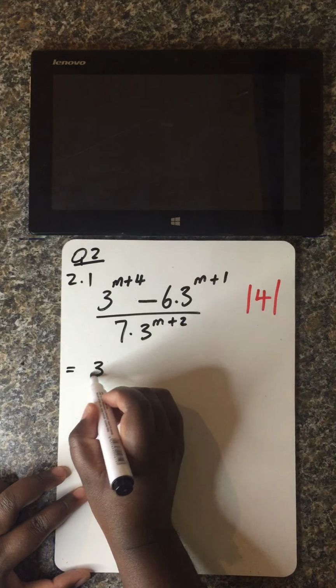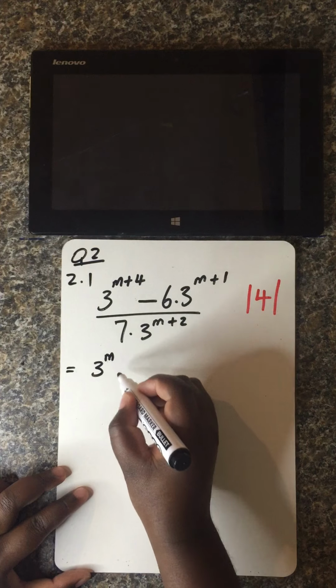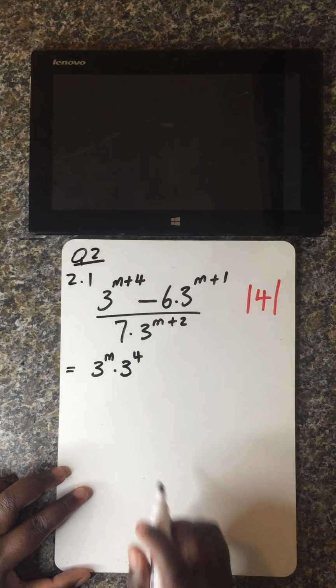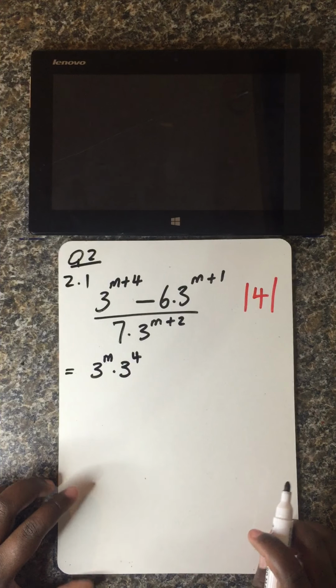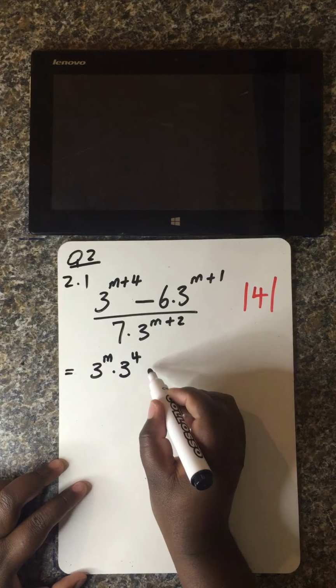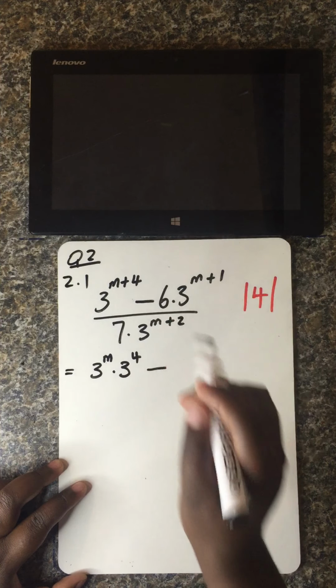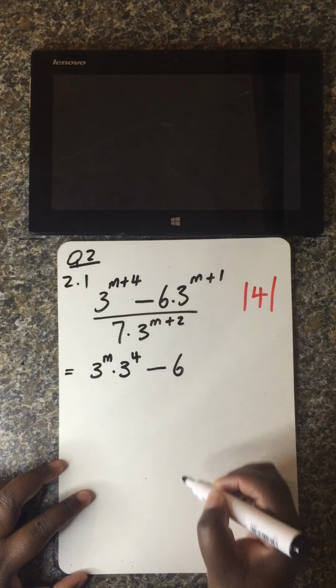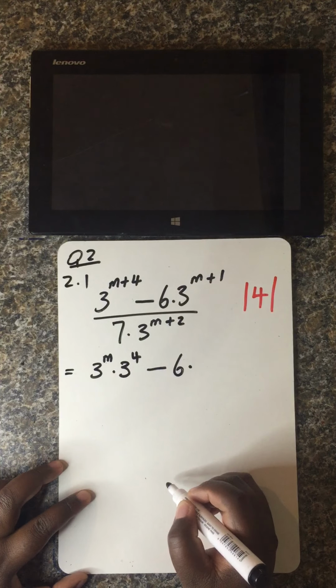So our first step, ladies and gentlemen, can we try to apply that basic rule? So that means you've got 3 to the exponent m multiplied by 3 to the exponent 4. Do you agree? I assume we are all on the same page, guys. Then you subtract. This is that minus. You've got 6 multiplied by.